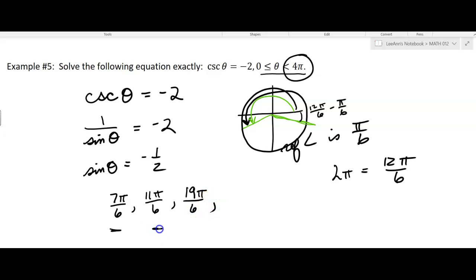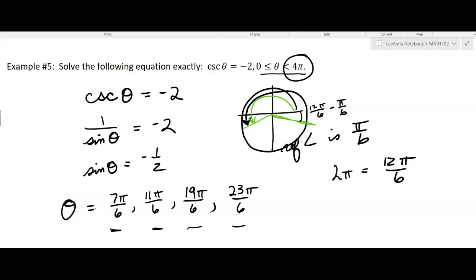And then if I'm adding it to this one, that's going to be what, 23 pi over 6? And you could check and make sure, are those all between 0 and 4 pi? And they all are. Okay? And that would be theta.